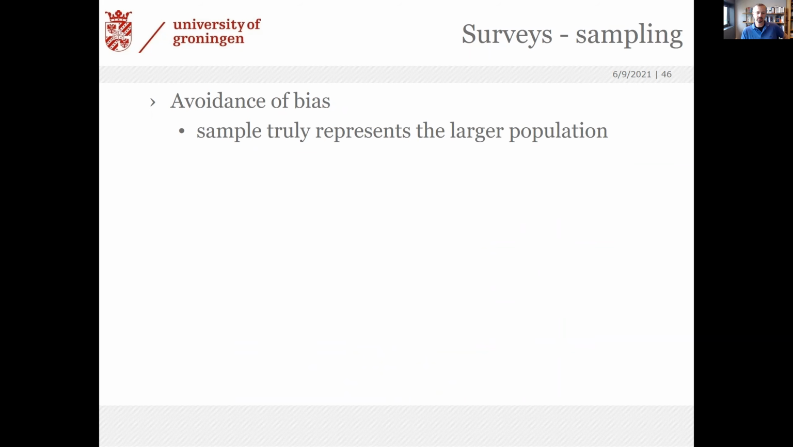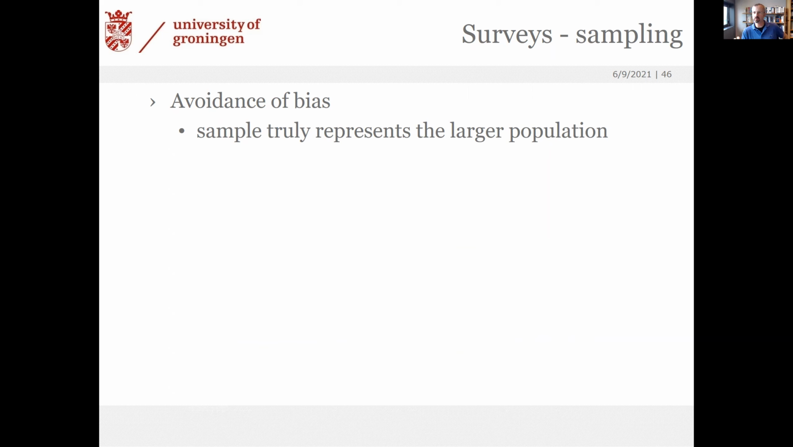One really important aspect of surveys is sampling. Remember that you have a population and then you select a sample from that population, which hopefully will allow you to generalize back to the population. This means that you need to avoid bias. If your sample is biased, then you cannot really make a generalization.